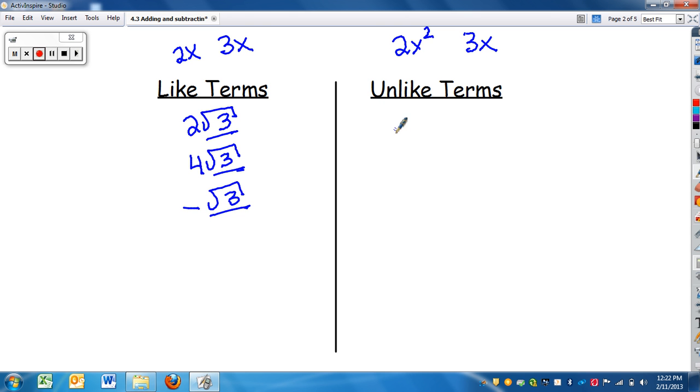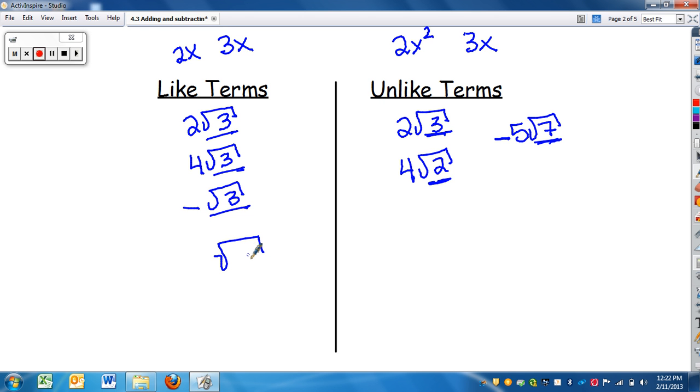Unlike terms would be 2 square root of 3 and maybe 4 square root of 2, negative 5 square root of 7. These are all unlike because they do not have the same radicals. Sometimes with like terms it may look like they're unlike, but they are actually alike. So we could have something like the square root of 12. The square root of 12 may seem like it's unlike, but when you break it down, this is actually 2 square root of 3, so this is like the other 3.